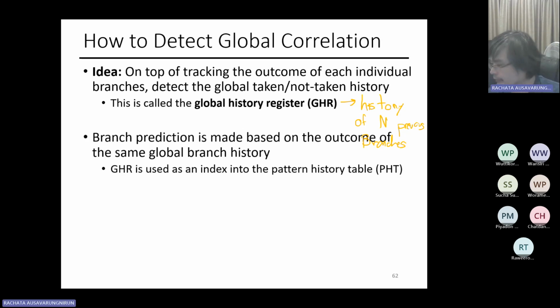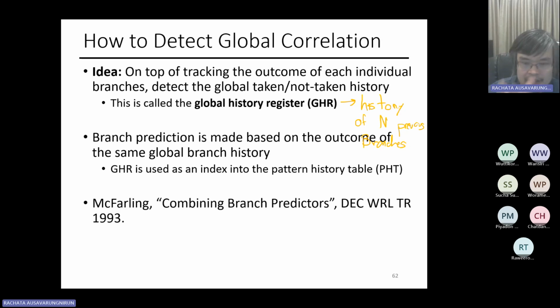Then we would use another table, the second level, where based on the GHR, the Global History Register, I would have a separate pattern history table. The simplest form of the second level would be just a 1-bit predictor. I can use a 2-bit predictor. I can use whatever policy, but I would use the GHR to tell which of these tables I'm using. This is from McFarling's Combining Branch Predictors in 1993.